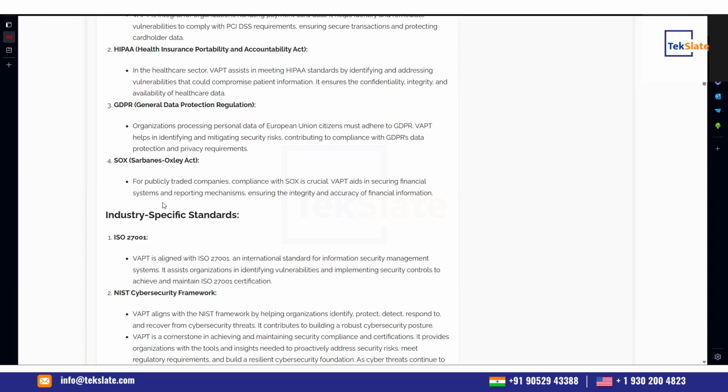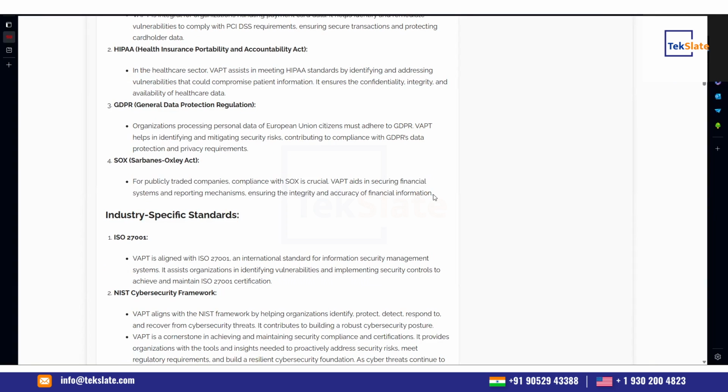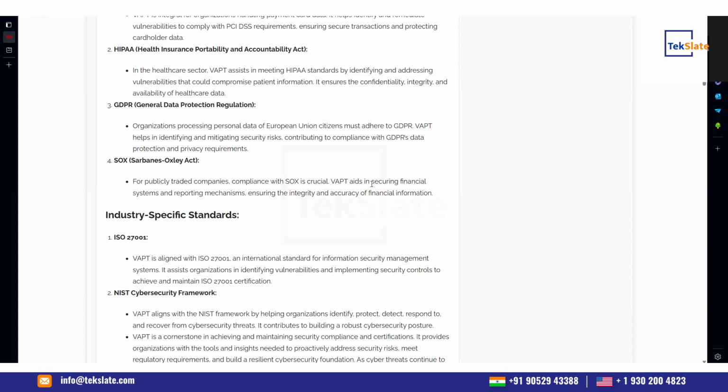Next one is SOX, the Sarbanes-Oxley Act. For publicly traded companies, compliance with SOX is crucial. VAPT aids in securing financial systems and reporting mechanisms, ensuring the integrity and accuracy of the financial information. These are the publicly traded companies, which include government companies as well. So this aids in securing financial systems. These are the servers used for performing transactions, sending payments from one person to another. VAPT is used to secure those systems and maintain the integrity and accuracy of the financial information.